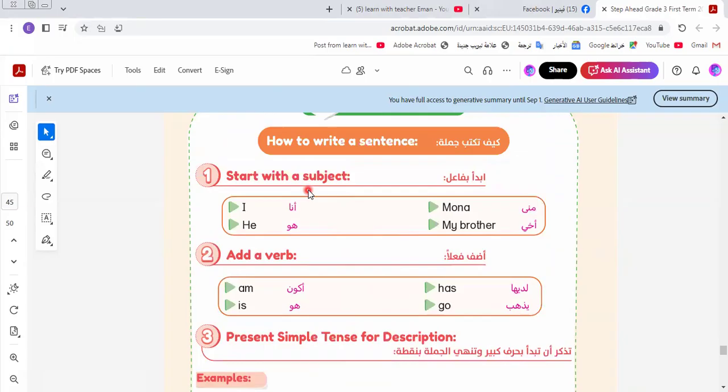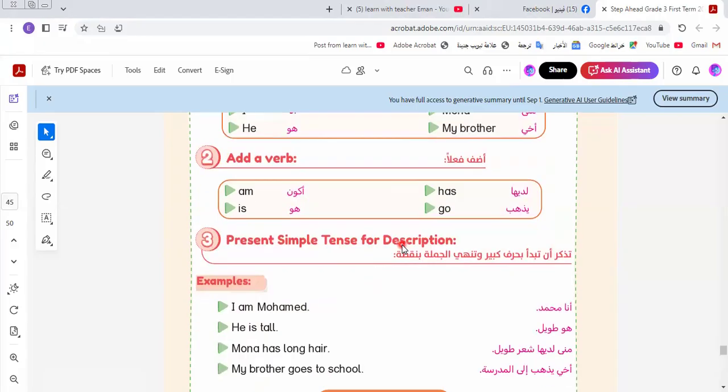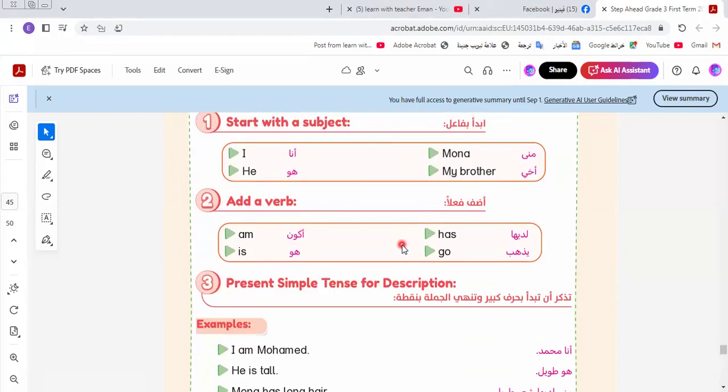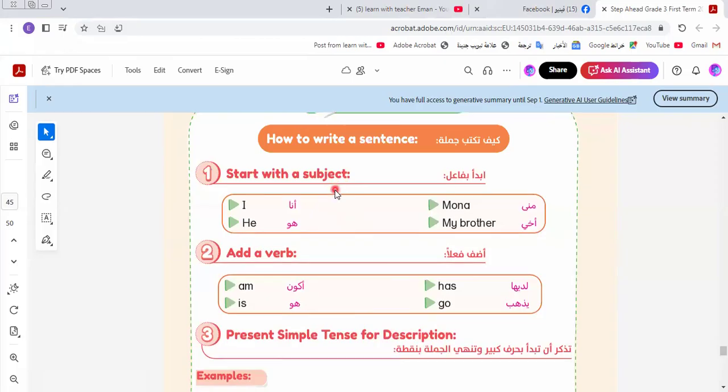For example, like Ahmed, like Noha, like the club, any noun. I start with it as a subject. When I replace someone like Ahmed, I replace Ahmed with the pronoun he, or I replace Mona with the pronoun she. I think now we know how to use the subject as a noun and as a pronoun.